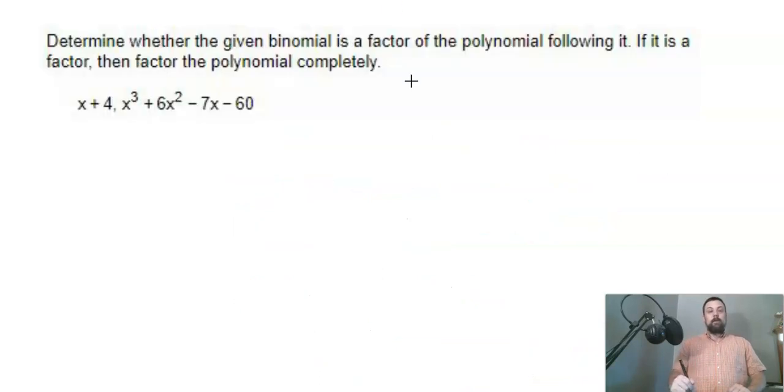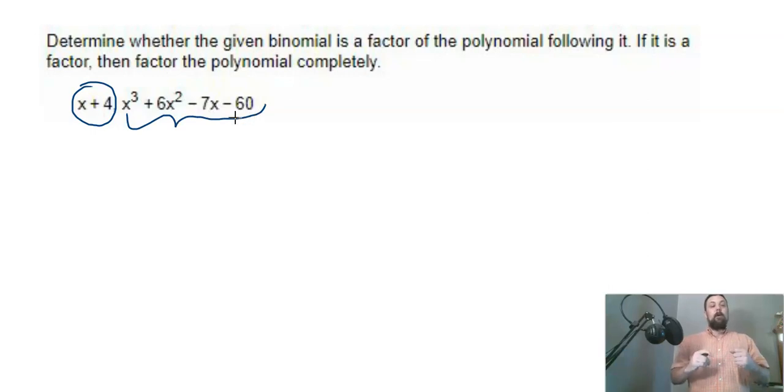All right, so let's take a look at an example. Determine whether the given binomial is a factor of the polynomial following it. If it is a factor, then factor the polynomial completely. All right, so we want to know if x plus 4 is a factor of x to the third power plus 6x squared minus 7x minus 60. If it is a factor, then we want to go ahead and factor that polynomial.